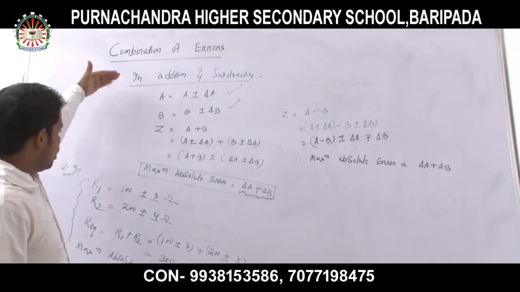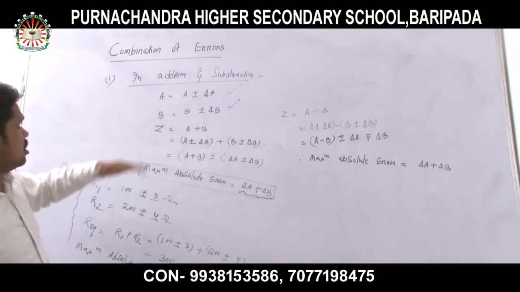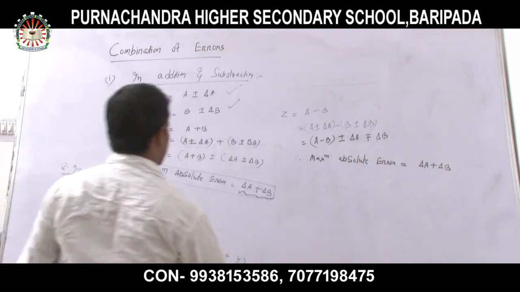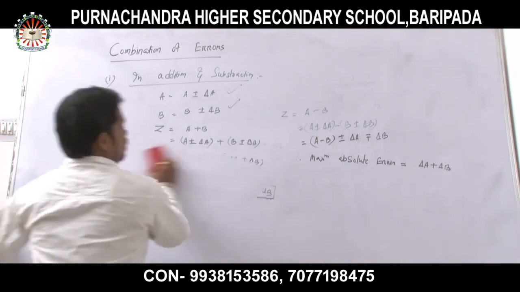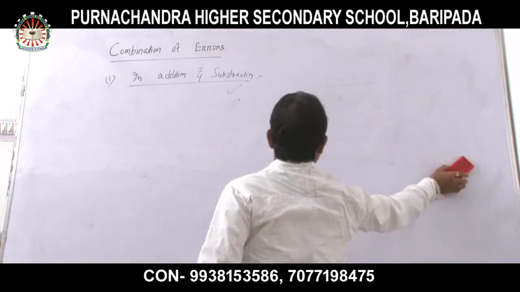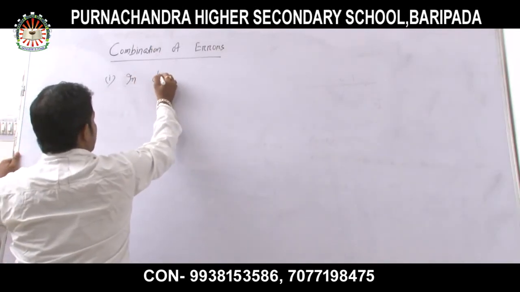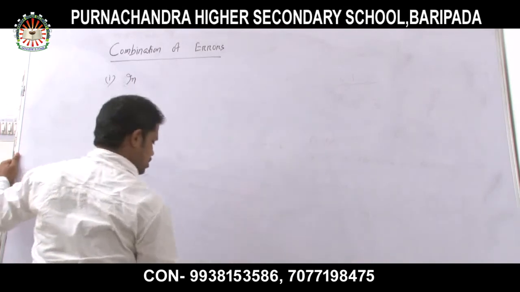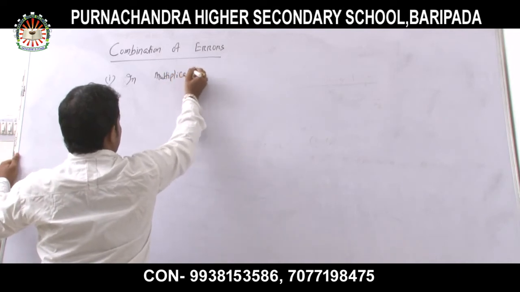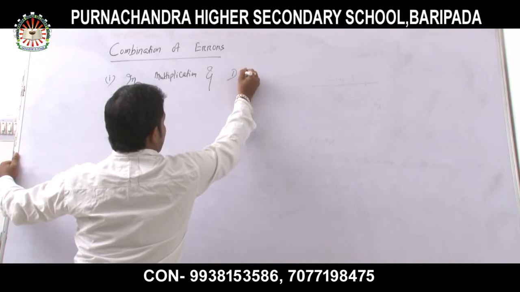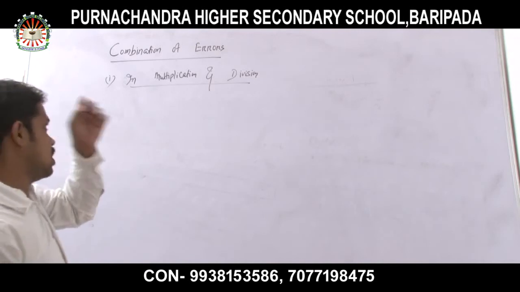Okay, so this is how you will use the combination of error in case of addition and subtraction. Understood? Okay. So let us go to the second part, that is combination of error in multiplication and division. Let us see how it can be applied in multiplication and division.